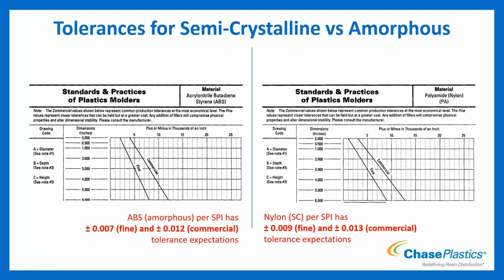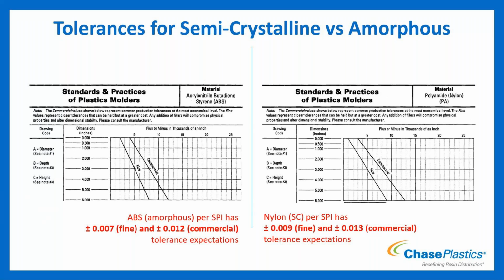So within a semi-crystalline versus amorphous, you can see expectations are different for holding different tolerances because of the way that it shrinks between amorphous and semi-crystalline. And there's other ones as well, of course. These are just ABS and nylon, but they've got other materials as well that will show the same pattern. If it's amorphous, you're going to be able to hold tighter tolerances with it versus a semi-crystalline material.